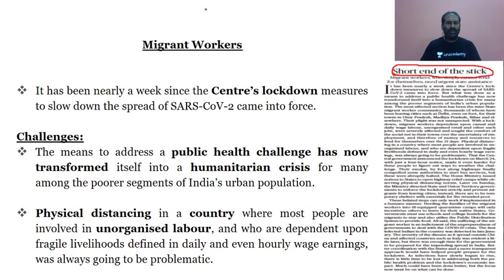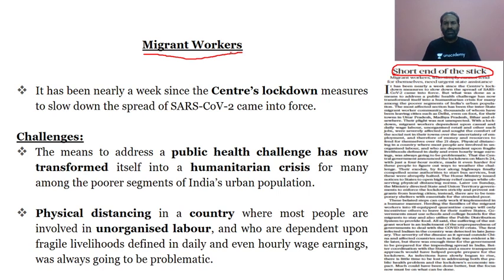Yes, definitely the heading I have taken is also in regards to the migrant workers. When we are talking about the migrant workers, it is in regards to the aftermath or the consequences of the national lockdown. It was very imperative, a need of the hour for the country, to go ahead with maintaining stricter social distancing.